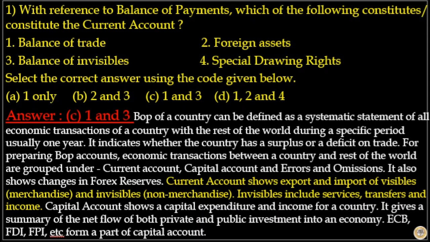Current account shows export and import of visibles, that is merchandise, and invisibles, that is non-merchandise. Invisibles here include services, transfers, and income. Capital account shows capital expenditure and income for a country. It gives a summary of net flow, both private and public investments, into an economy. External commercial borrowings, foreign direct investment, foreign portfolio investment, etc. form a part of capital account. So here the answer to this question is option C.